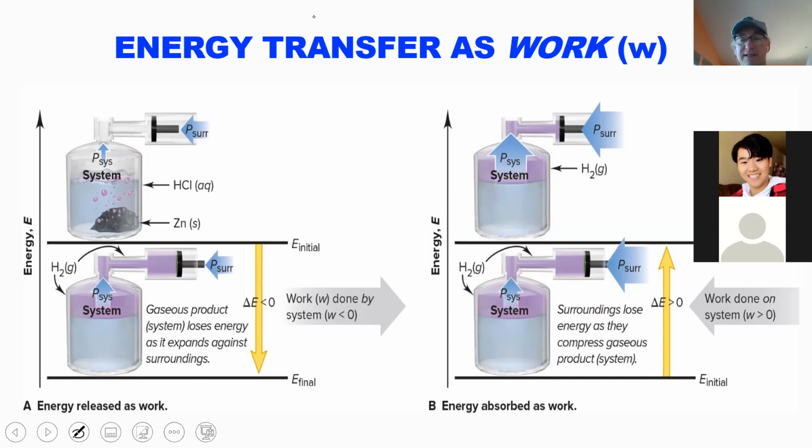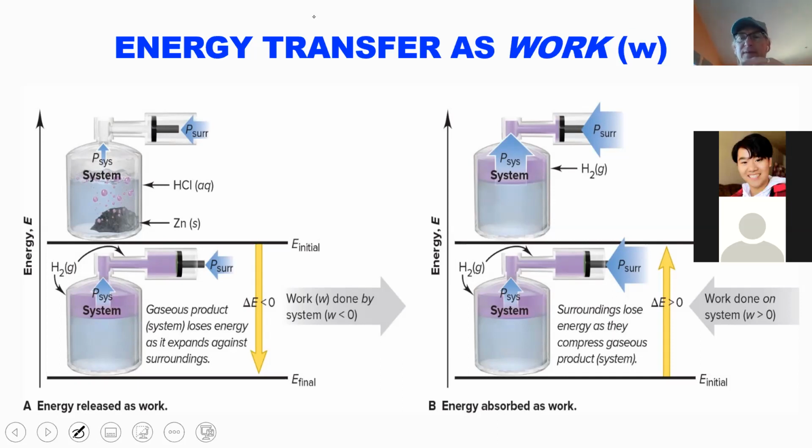If work's done by the system, we say that the work is defined by the small w, just like Q is heat, small q. When work's done by the system, then w is less than 0, because energy in the form of work has gone from the system to the surroundings. So remember, when heat goes out of the system, Q is negative. And when work is done by the system out to the surroundings, work is negative as well.